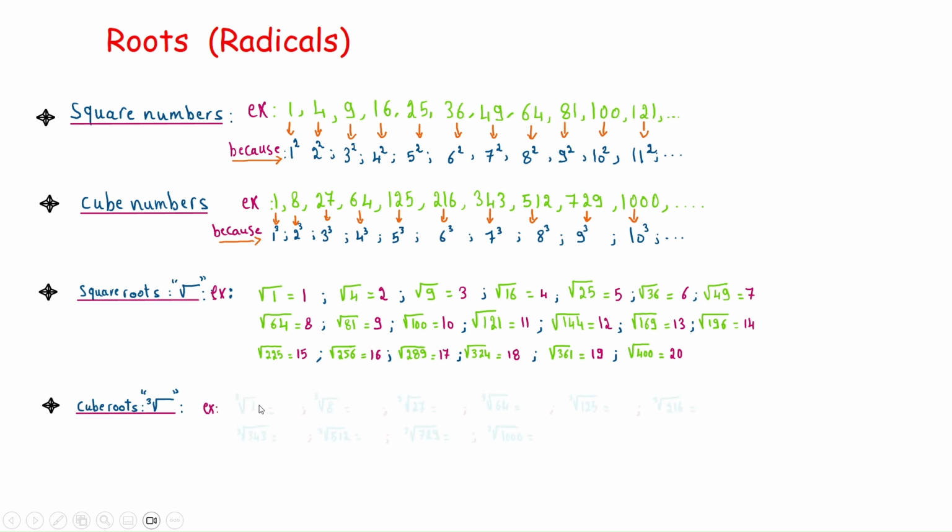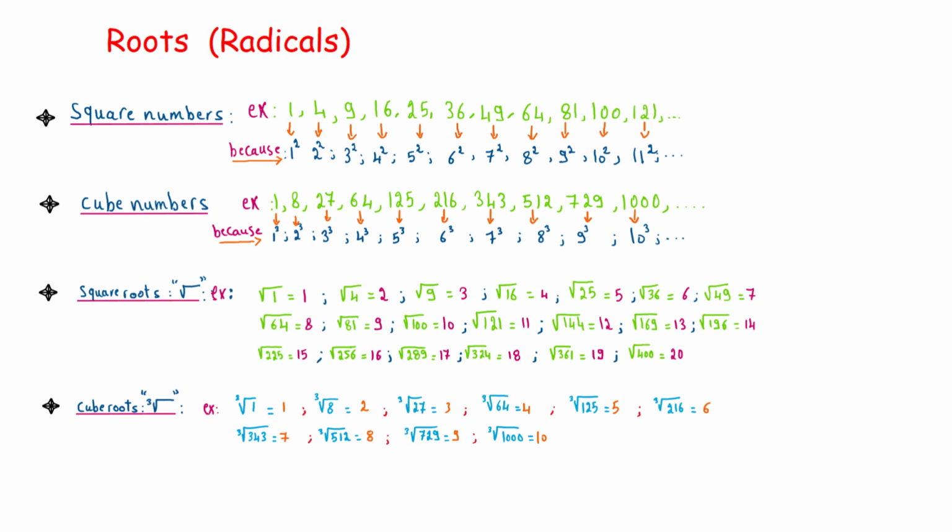Let's move on to the cube roots. Let's work out these examples. We know that the cube root of 1 is 1. The cube root of 8 is 2. The cube root of 27 is 3. The cube root of 64 is 4, and so on. You should memorize all of them.